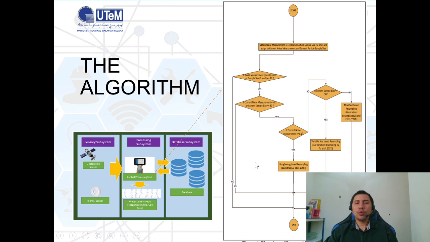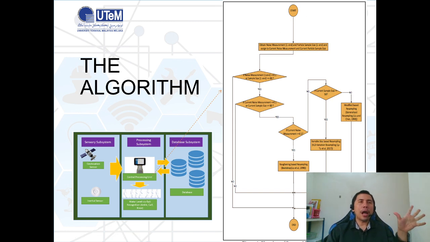which does the rough-based resampling. If no, you go to check whether the current sample size is less than or equal to 50. If yes, you go to the variable size resampling, which is a KLD variation resampling. If no, you go to the modified-based resampling. So this is how our algorithm works.